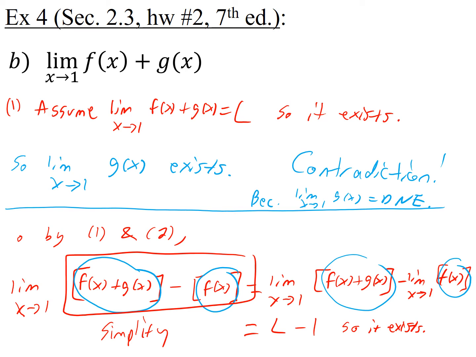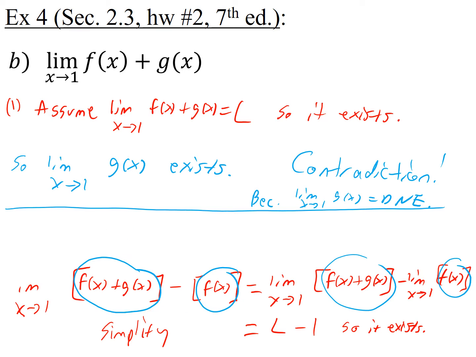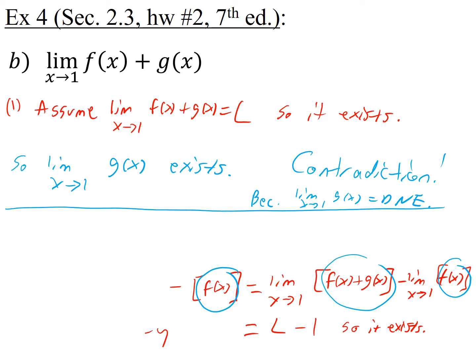Okay, so just to recap all that one more time. I think that the entire limit as x goes to 1 of f plus g does not exist. We're going to prove it by contradiction. So we're going to start off by assuming that it does exist.